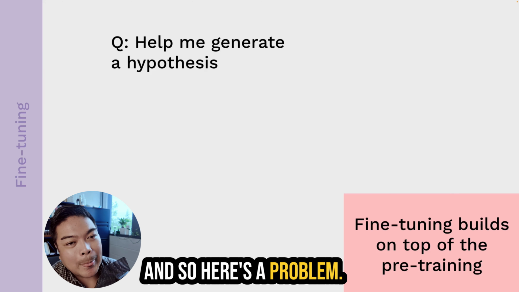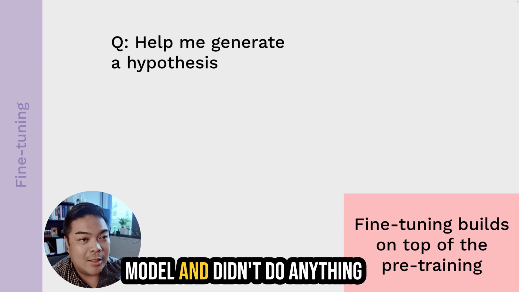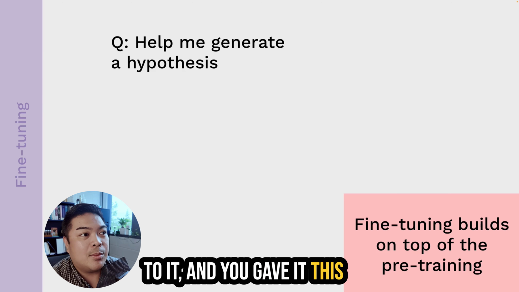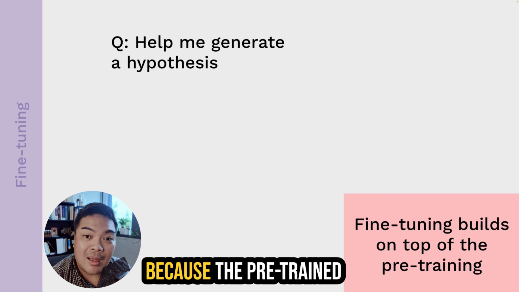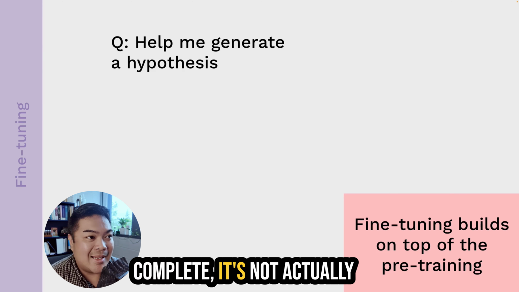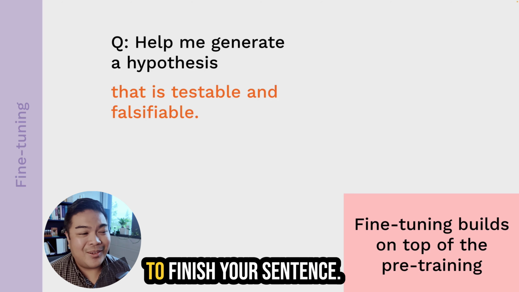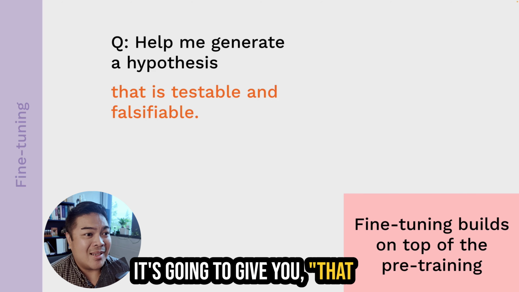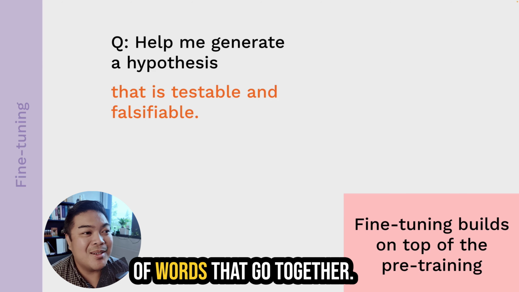And so here's a problem. If you just took a pre-trained model and didn't do anything to it, and you gave it this prompt, question, help me generate a hypothesis. Because the pre-trained model can only act as an autocomplete, it's not actually going to answer your question. Instead, it's going to try to finish your sentence. It's going to give you that is testable and falsifiable. And again, these are statistical combinations of words that go together.